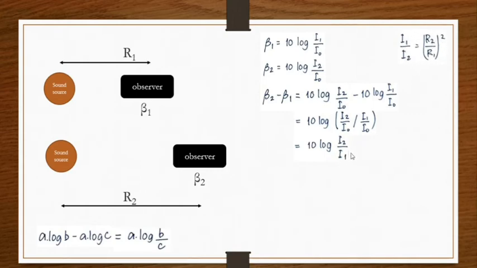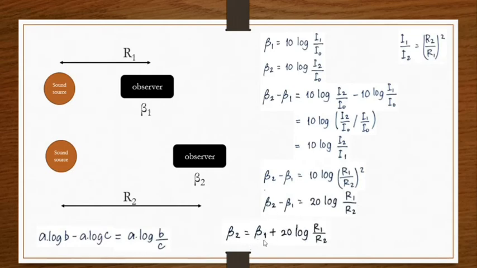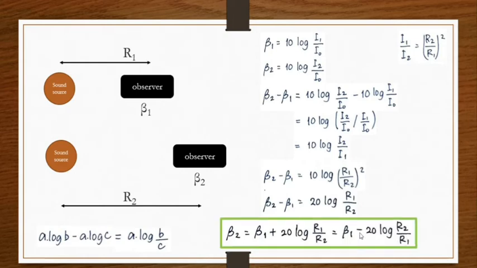So I2 over I1 can be substituted by R1 over R2 squared. And that's how we get 20 times the log of R1 over R2. That is beta 2 minus beta 1. So beta 2 is equal to beta 1 plus 20 log R1 over R2, or we can write it down as beta 1 minus 20 log R2 over R1. So this is the relation between beta 1 and beta 2.